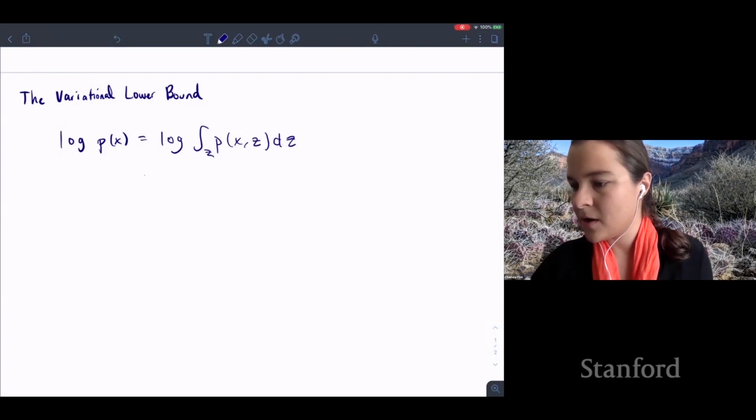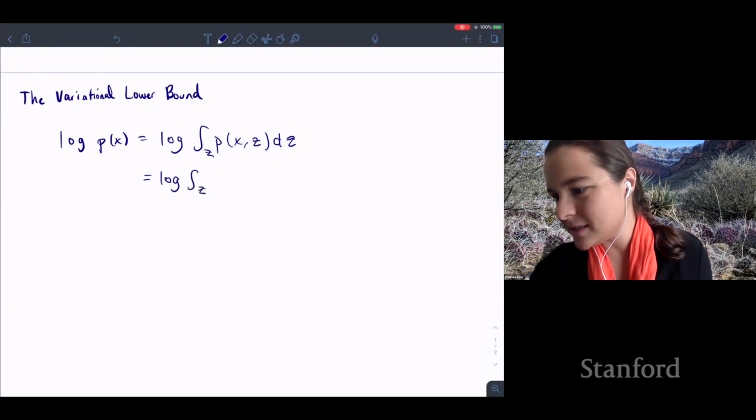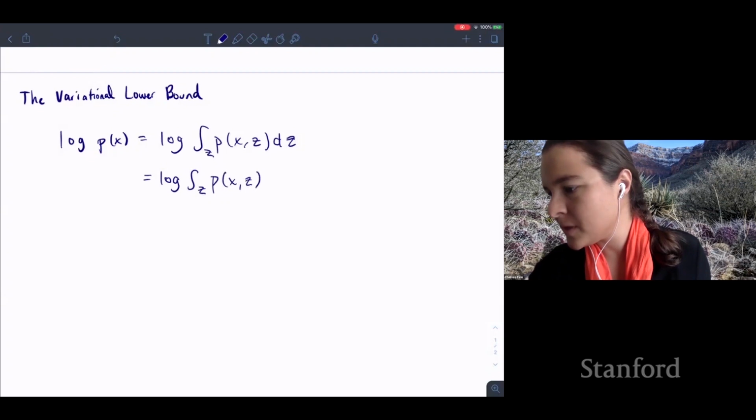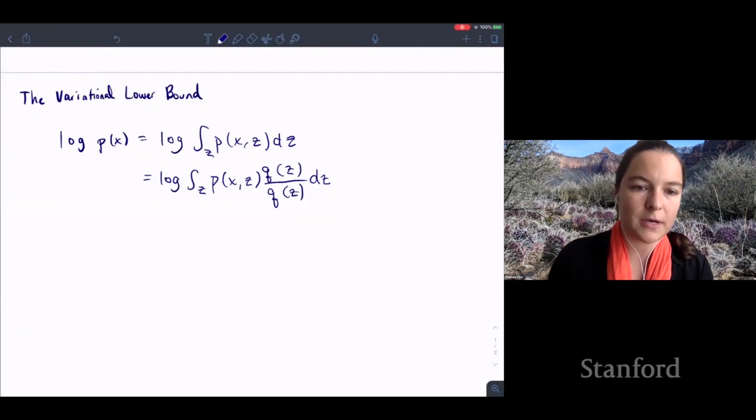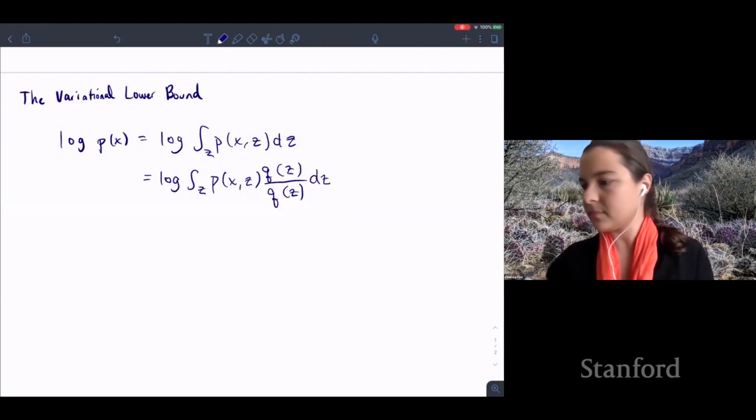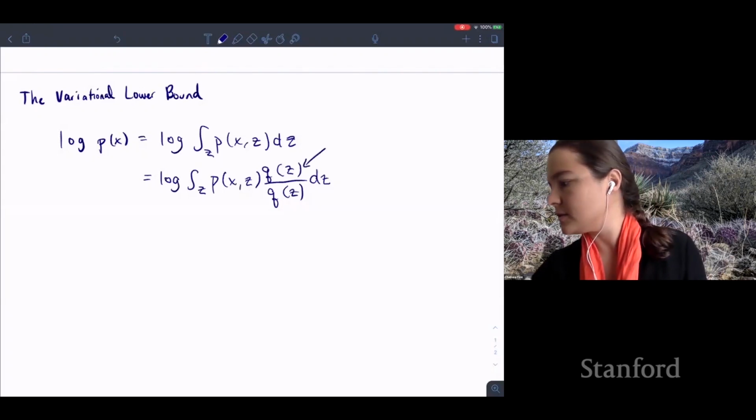Now, what variational inference intends to do is to introduce what's called the variational distribution. I'll denote it as Q of Z. And the goal of Q of Z is going to be to help us estimate the bound on our likelihood. And Q of Z, this can really be anything.